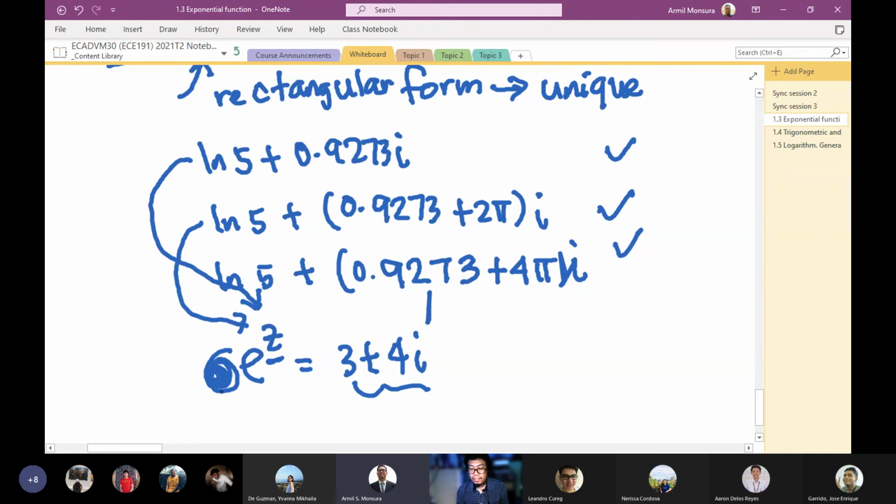Parang ano lang yan, yung x square equals 4. Alam natin na dalawang values ang pwede mag-satisfy sa equation na yan. In the same manner, ganun din ito. There are multiple values that can actually satisfy this equation. Is that clear?